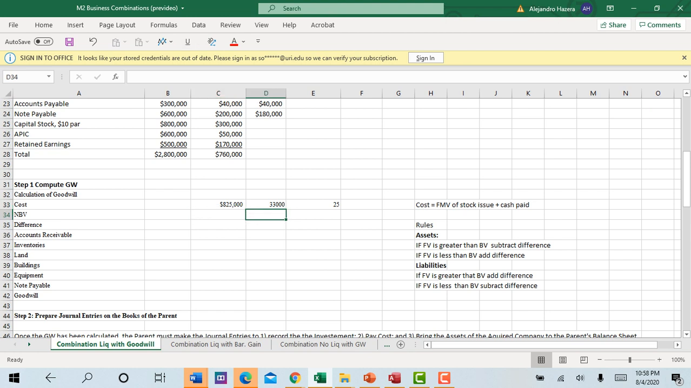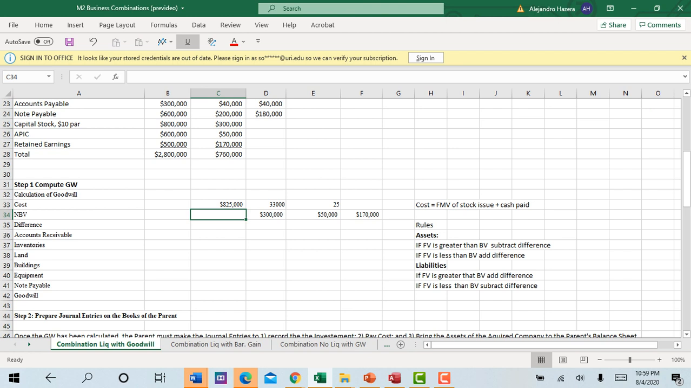Okay, so the net book value of the other company is going to be the sum of, first you got their common stock, then you've got their additional paid-in capital, and then finally you've got their retained earnings. Okay, so here's what we're going to do. We're actually going to take the cost and we're going to subtract out the net book value of the other company. So we're going to subtract out, in parentheses, 300,000 plus, let's make sure we get this right. This is 50,000.